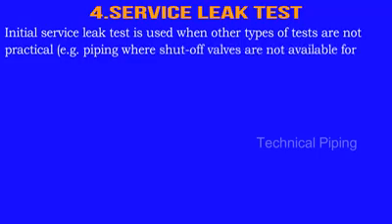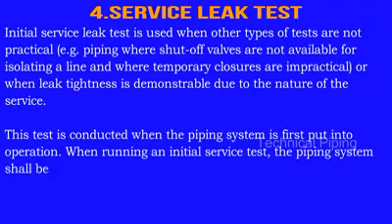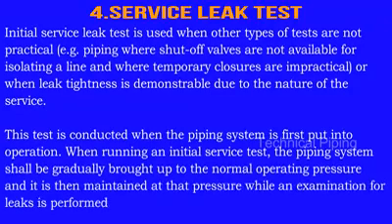Number 4. Service leak test. Initial service leak test is used when other types of tests are not practical, for example piping where shut-off valves are not available for isolating a line, and where temporary closures are impractical, or when leak tightness is demonstrable due to the nature of the service. This test is conducted when the piping system is first put into operation.